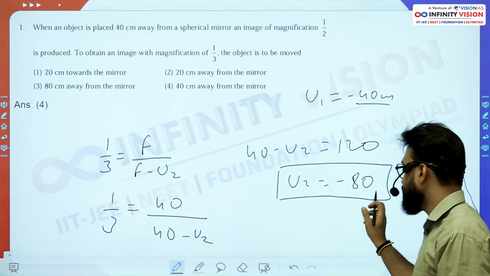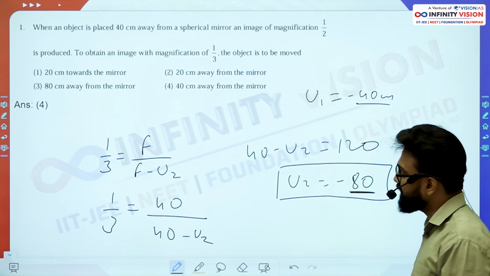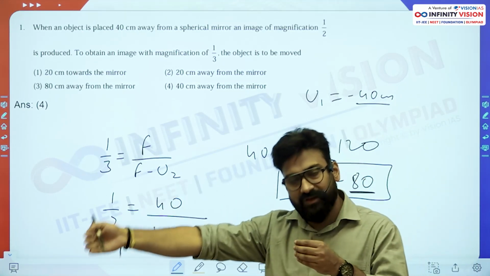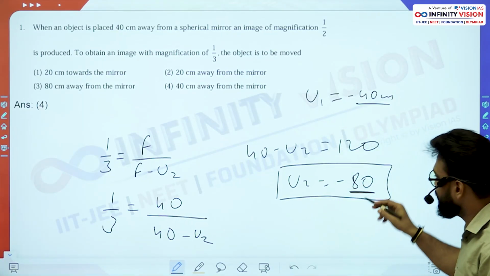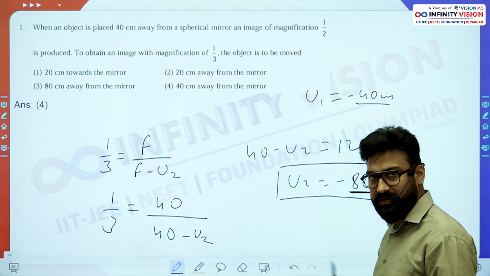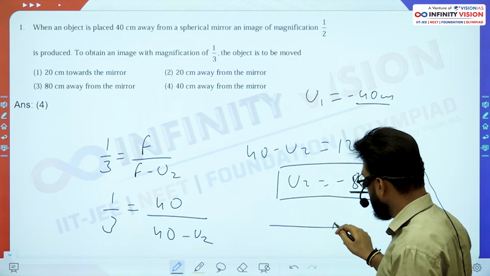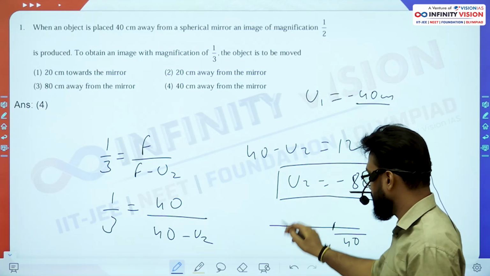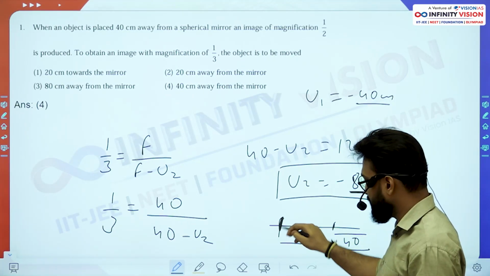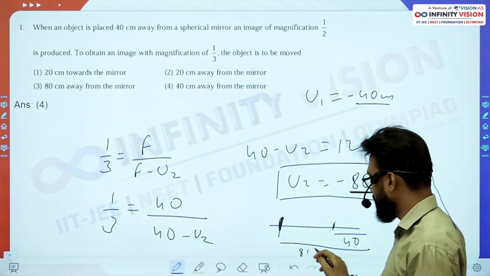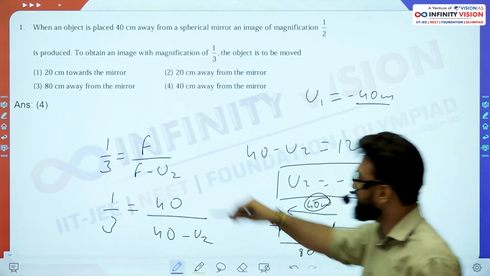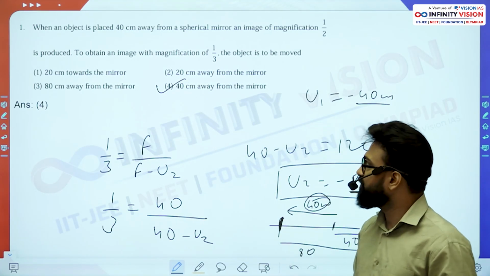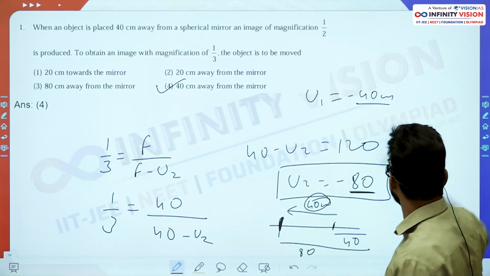Now the new object distance comes out to be 80 centimeter. That means it will move away from its initial position, and it will move a distance of 40 centimeter. Initially it was at 40 centimeter. Finally, when magnification is 1/3, it is at 80 centimeter. So it will be moving away a distance of 40 centimeter. The answer would be the fourth one: 40 centimeter away from the mirror.